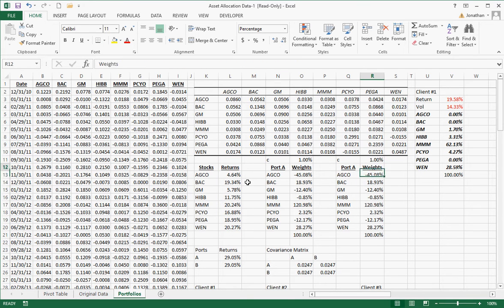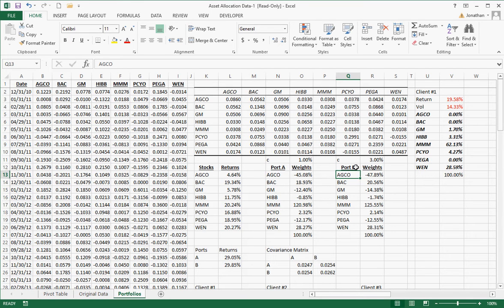And note those weights are all exactly the same because they have the same intercept, the same constant. Change that to a different constant. And now what I've done is I've collapsed, or I'm attempting to collapse all these stocks into two different portfolios. So Portfolio A and Portfolio B.